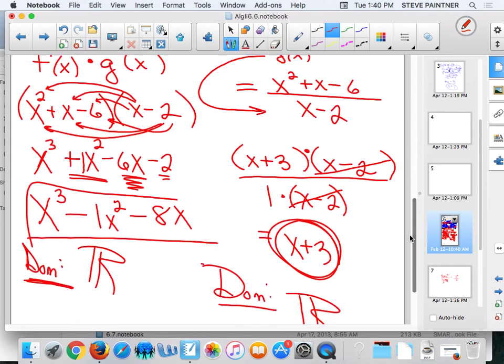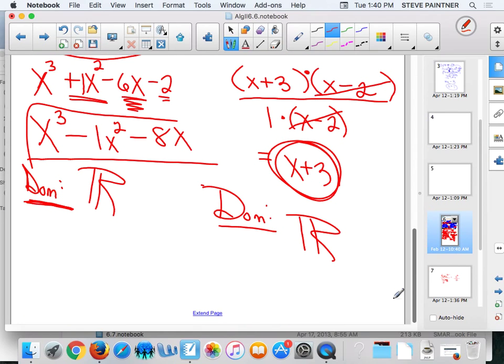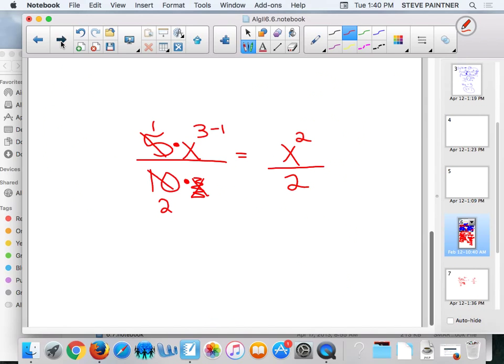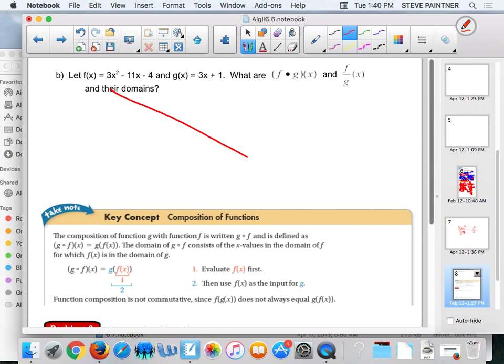So you know what you say in the end? I can plug anything into my function except what? 2. Except 2. I can say, comma, don't let x be 2. X cannot equal 2. Anything works except 2. You okay with that? You see why 2 can't work? Because if you put 2 into the original, you're going to get undefined. Okay. Next. We just did it, we don't need to do it again.